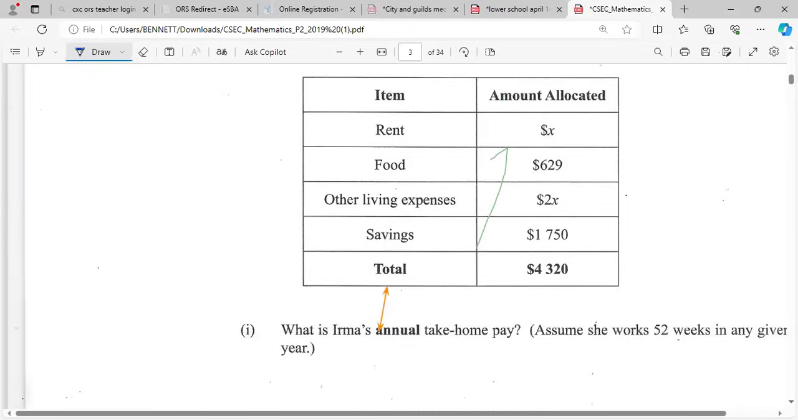He said, what is Irma's annual take-home pay? And he said, assume she worked 52 weeks in a given year. So literally I give you every information you need. You don't have to assume anything.